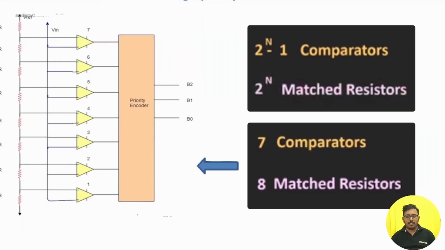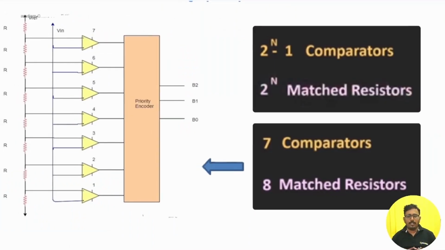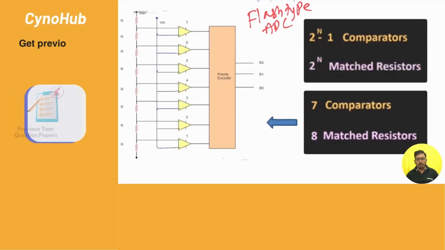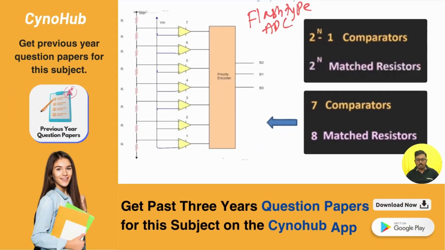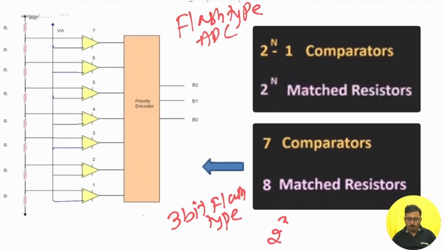Coming to the first one, this is our flash type ADC, or we can also call it the parallel type ADC. Here we can see how many comparators and how many matched resistors are going to be used. Suppose we take a 3-bit flash type, then we can take 2 power 3.